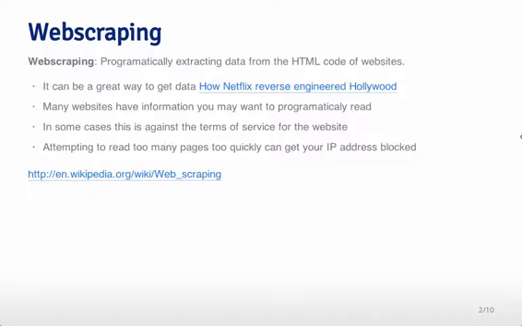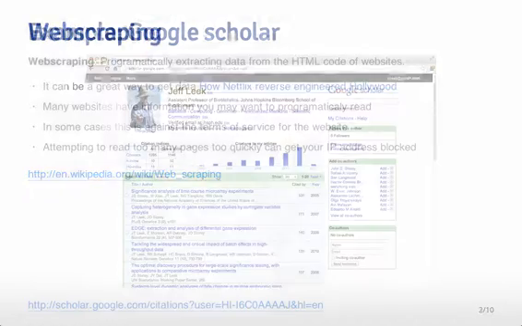Many, I would say almost all websites have information that you might want to programmatically read in some way if you're interested in getting the data off that site. In some cases, this is against the terms of service for the website, so some websites specifically say that they do not want to be scraped. And so if you try to scrape the data from them, you're at your own risk. If you attempt to read too many pages too quickly, a very common consequence is that your IP address gets blocked. If you read a lot of proprietary information off of websites, you can get into even bigger trouble, so you should be a little bit careful when you're deciding to scrape data off of websites. But in general, it can be a very good way to collect a lot of data very quickly.